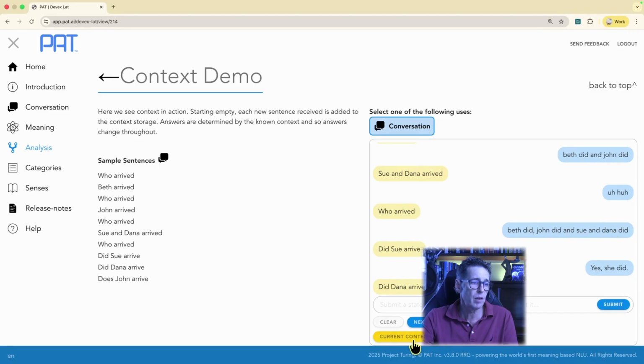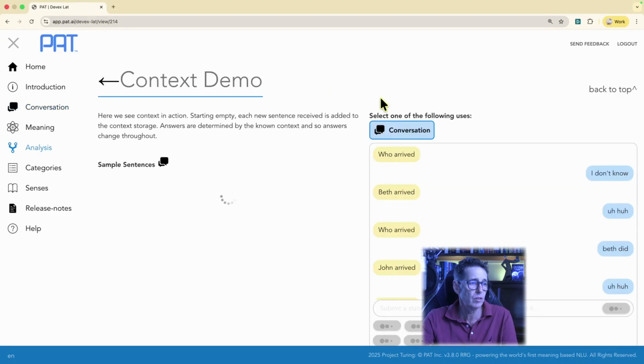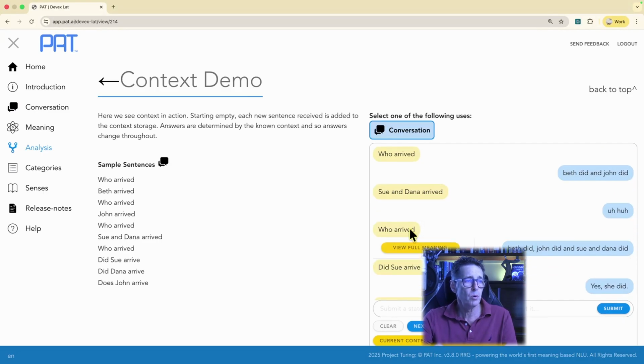When we look at the current context here, you can see we've got those three facts. Beth arrived, John arrived, Sue and Dana arrived, and we're getting the same semantic representation for each of them, and we've got three examples, so we've got three elements there to track as context. But when we ask a question like who arrived, at this point, notice that we're getting Beth, John, and Sue and Dana did arrive. Did Sue arrive? So we can summarize the whole current context, and we can then drill down into it.